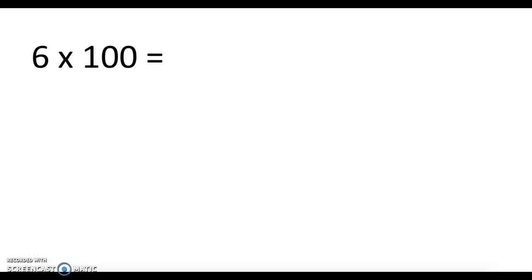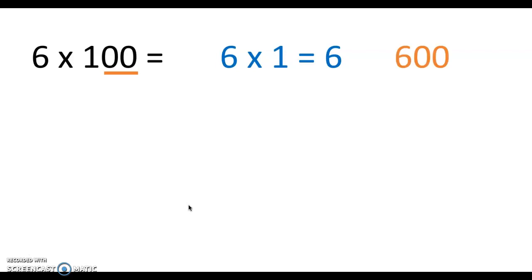Alrighty, so let's do a little review at first. We know 6 times 100. We could think about that as 6 times 1 equals 6. But we know those two zeros make that 6 move over 2 place values. So we have to add those two zeros onto our 6, which would give us 600.